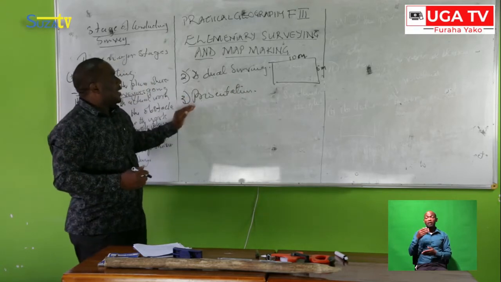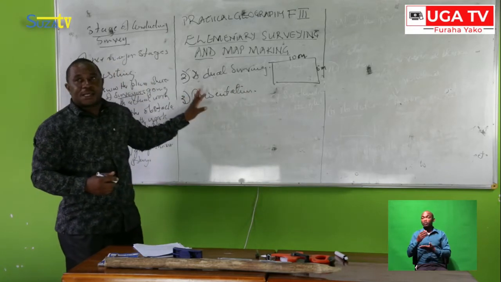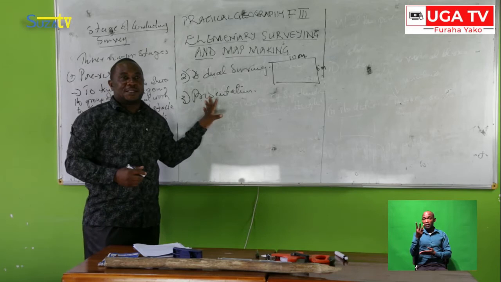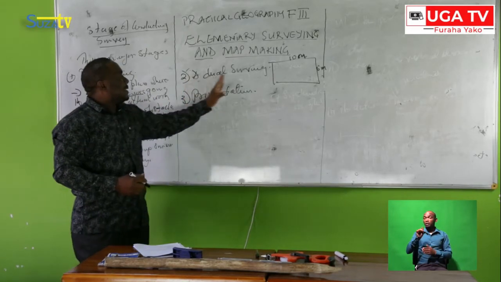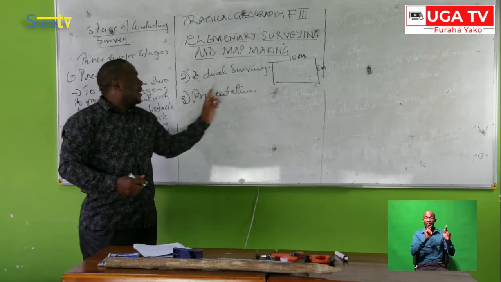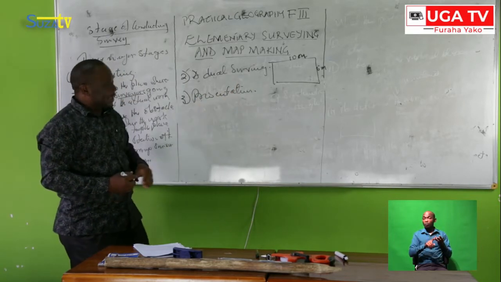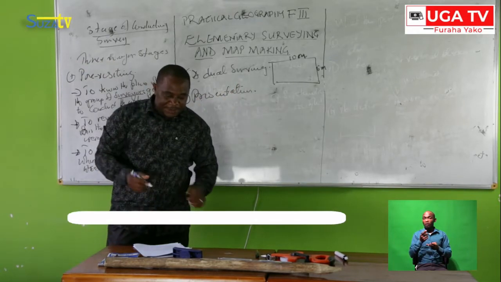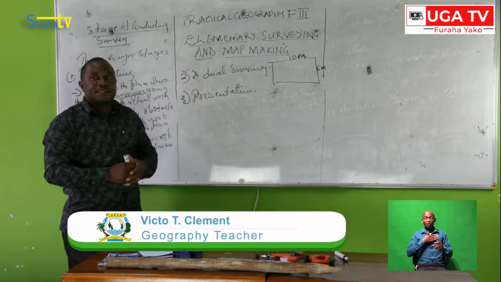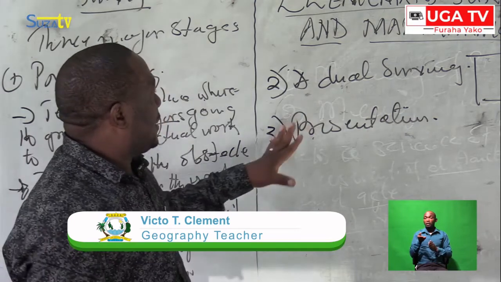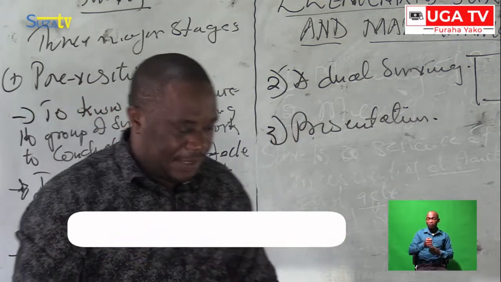So these are the 3 steps we take in order to conduct survey work. One is pre-visiting, the second is the actual survey, and thirdly is the presentation. So this, my students, are the steps of doing a survey.